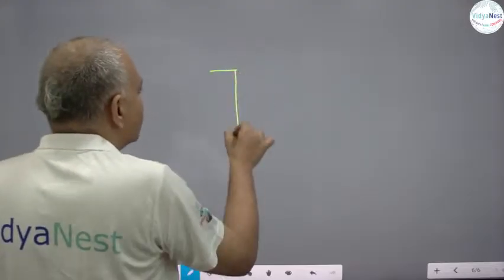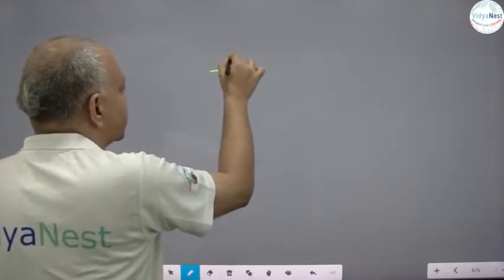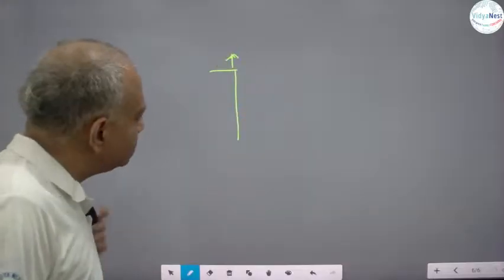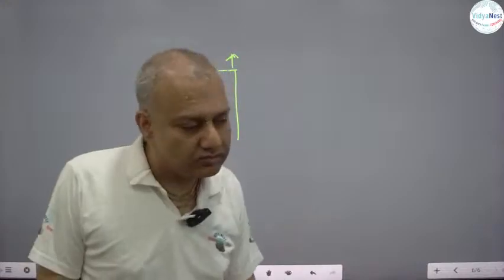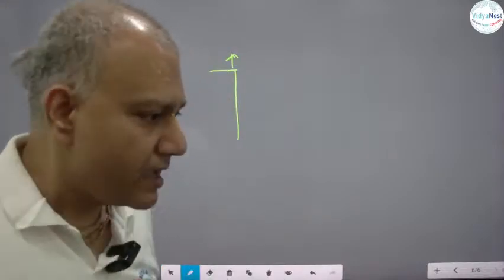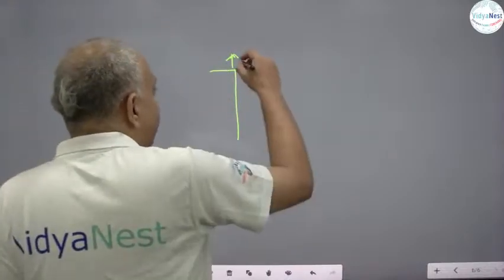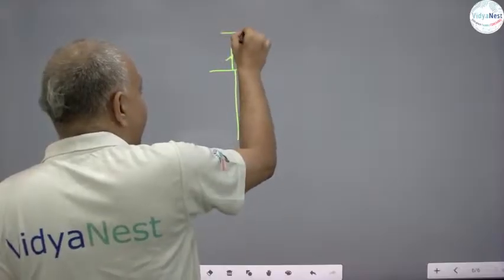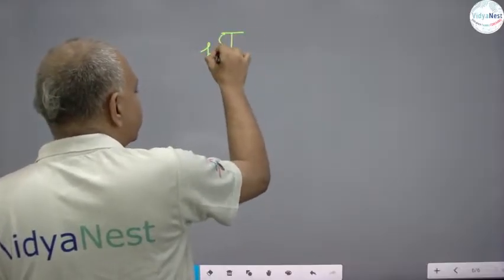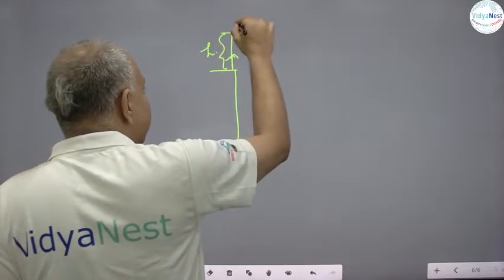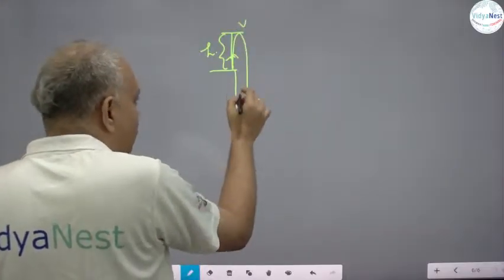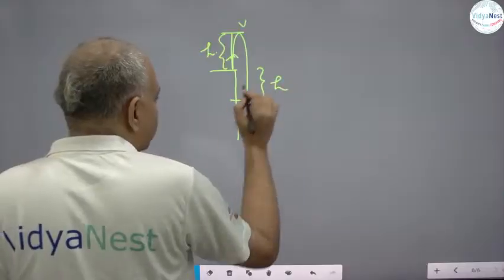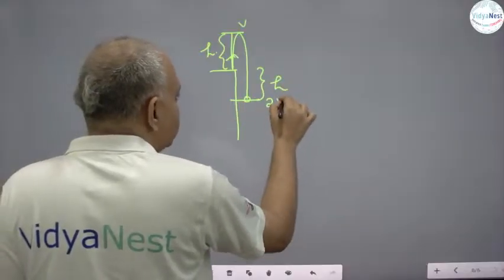You can see that from a tower we are projecting an object. What they are telling is that when it is rising at a height h, it has a velocity, suppose v, and when it is coming down in the downward portion, at the height h below, it is achieving a velocity 2v.